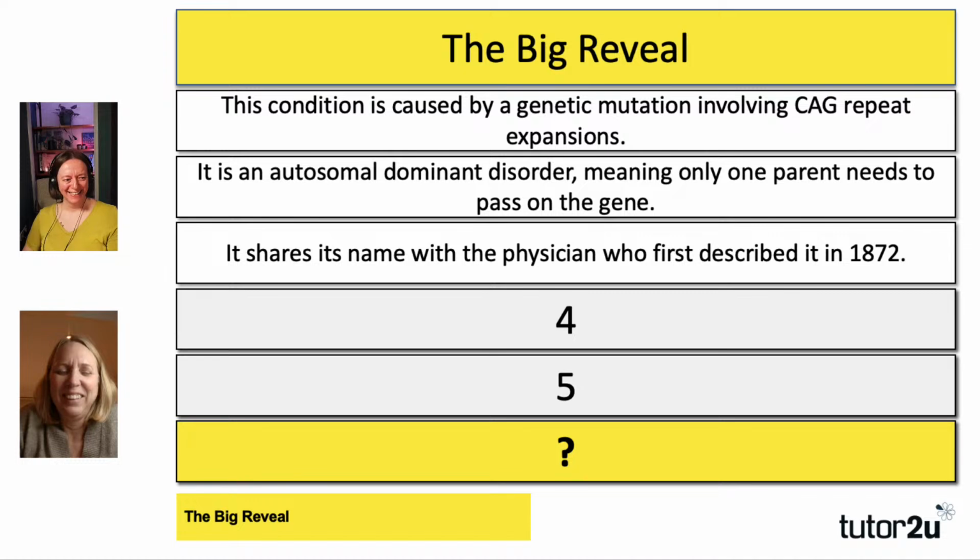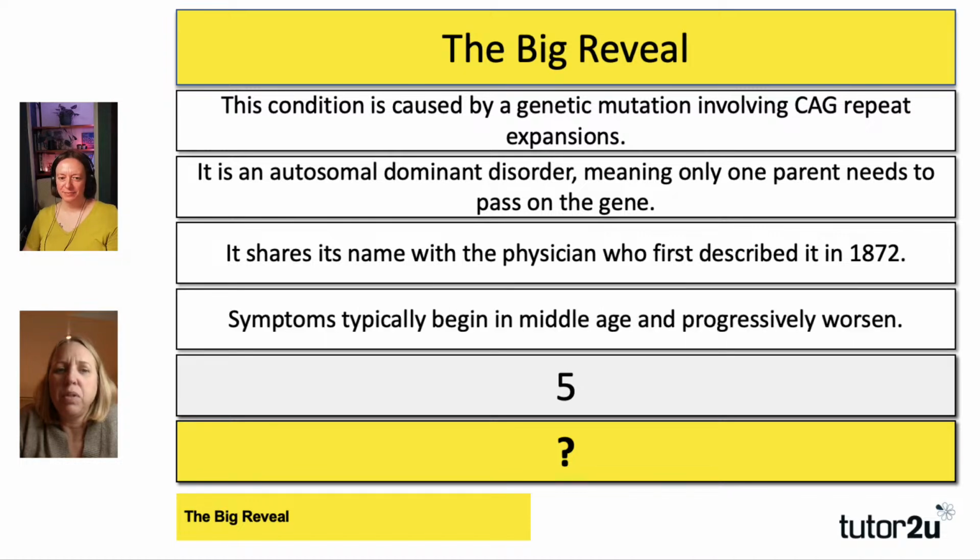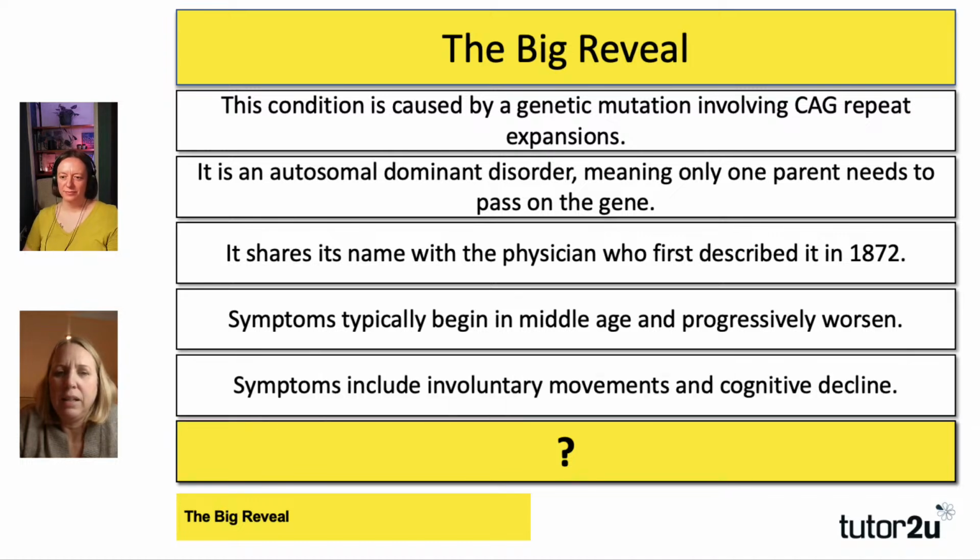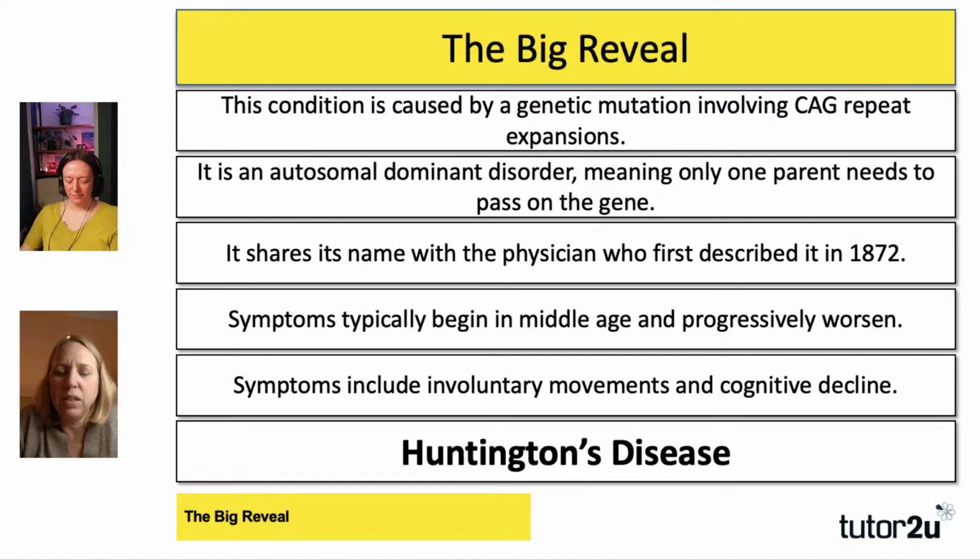Okay, Alicia's saying Huntington's. Princess Magic is saying Huntington's as well. Okay, let's see. Symptoms typically begin in middle age and progressively worsen as people get older. And number 5, symptoms include involuntary movements and cognitive decline. Are we right, Liz, with Huntington's disease? Yes, we are. Excellent. Well done, everyone. Good job. We're very, very strong on the conditions tonight. Brilliant.